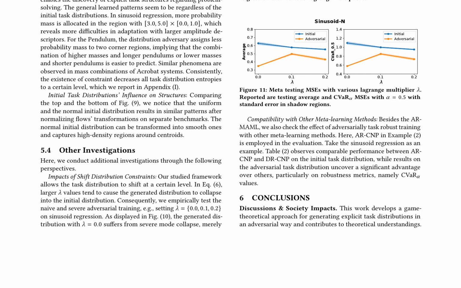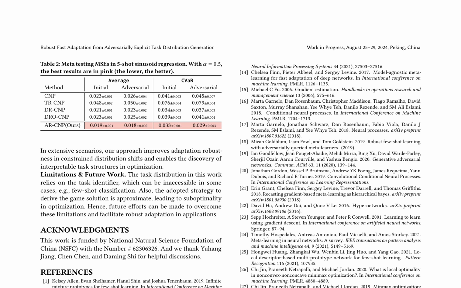The analysis of the learned distribution adversary reveals patterns regardless of initial task distributions, focusing on adaptation difficulties with larger amplitude descriptors. The framework allows for task distribution shifts at a certain level, and empirical tests show increasing the shift constraint alleviates mode collapse. Compatibility with other meta-learning methods is explored, with ARCNP showing significant advantages in robustness metrics on adversarial tasks. This paper introduces a groundbreaking method to enhance the resilience of fast adaptation in meta-learning algorithms, particularly when dealing with adversarially generated task distributions.